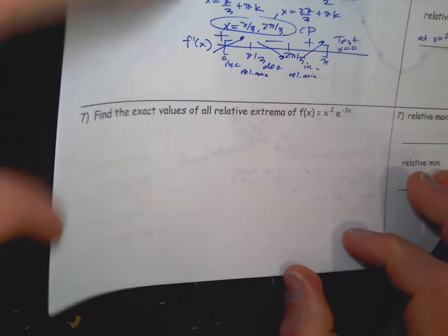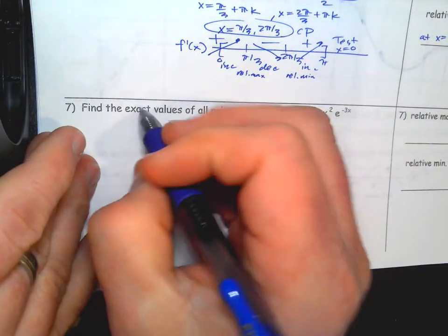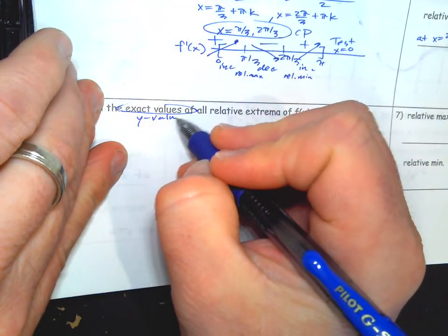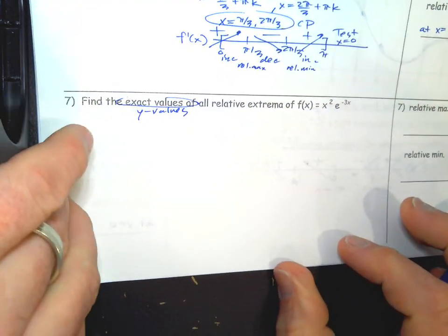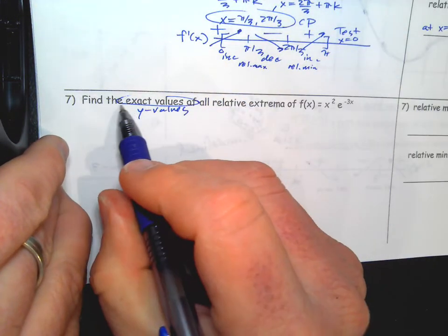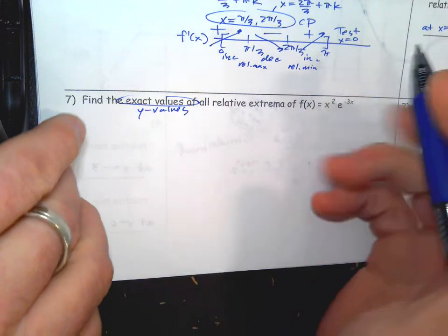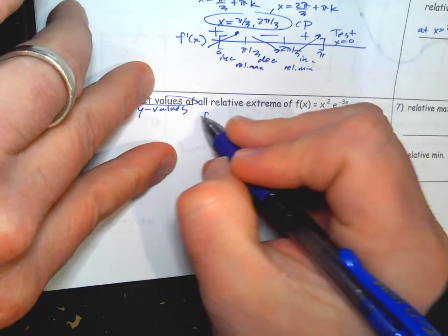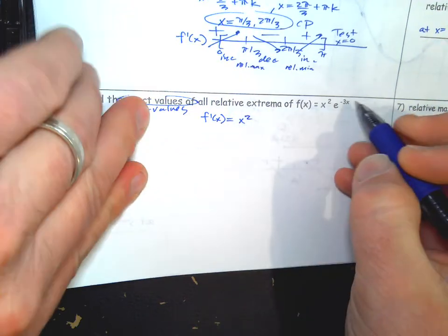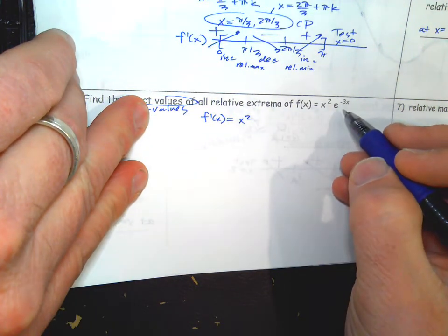All right, find the exact values of the relative extrema. They're asking for y values here. You got to catch that little subtle thing. Usually we're asked to find the x coordinates of where the things are located. Here the actual values are the y values. So we got to take the derivative. Now this is going to involve product rule, x squared times e to the negative 3x. And a lot of people kind of messed this up.